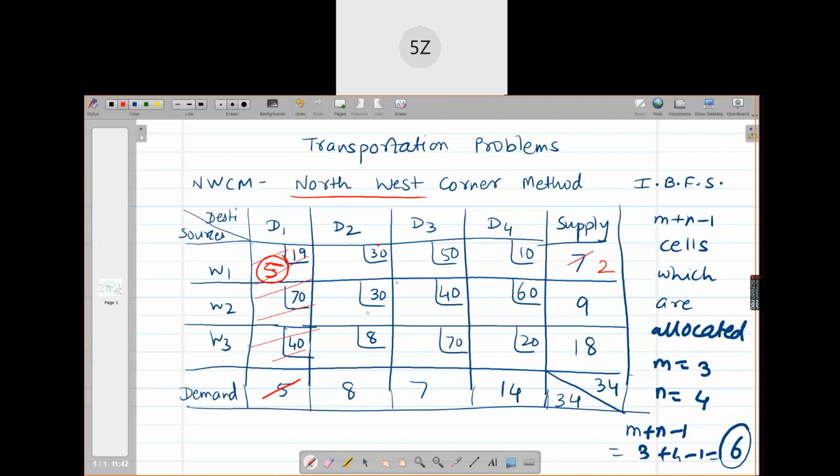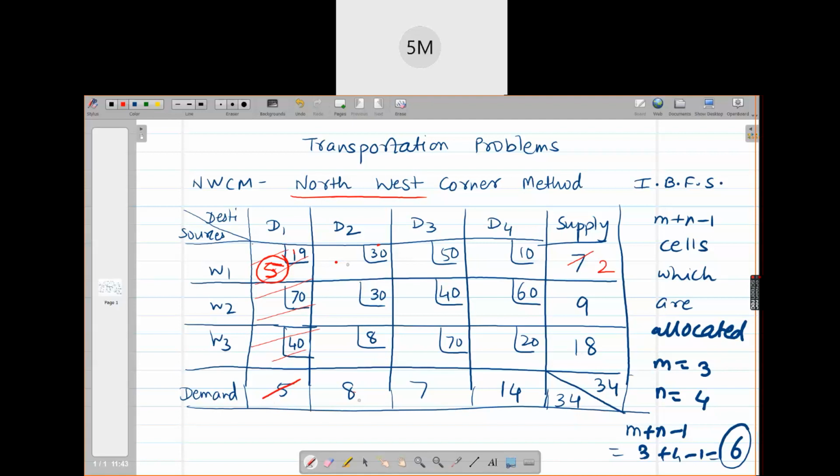Yes, ma'am. Now from the remaining table, you go to the leftmost corner. Which is the leftmost corner again? 30. 30, right? 30 is the leftmost corner. And now it refers to which destination? D2. And it refers to which source? W1.